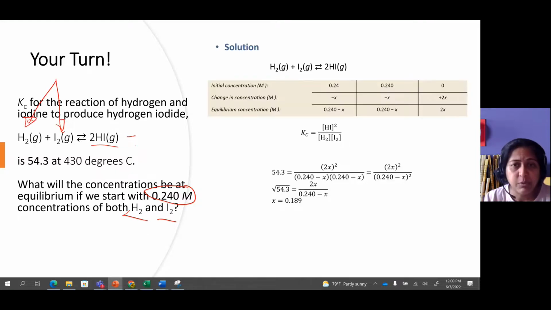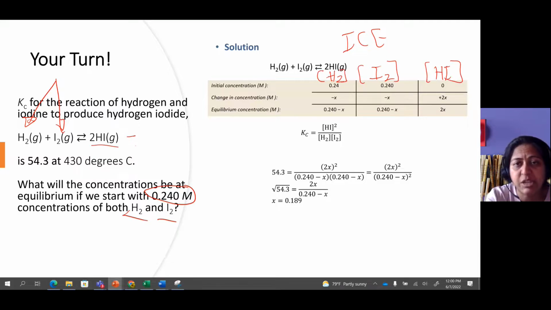So what do we do? We set up the ICE table. This is H2, this is I2, and this is the concentration of HI. The initial concentration for H2 is 0.24, I2 is 0.24, and HI is 0. If I consider the change to be X, what is the stoichiometric ratio? It is 1 to 1 to 2, right?